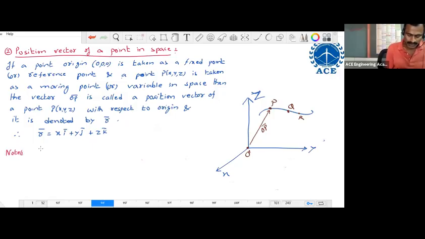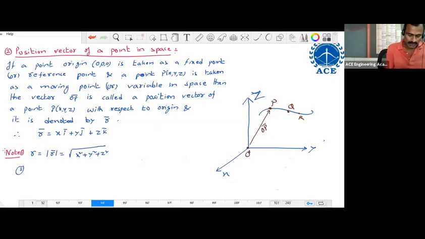Note point 1. R equal to modulus of R equal to under root of x square plus y square plus z square, that is the magnitude of this vector OP bar or R bar. It is the same as the distance between origin and P only.